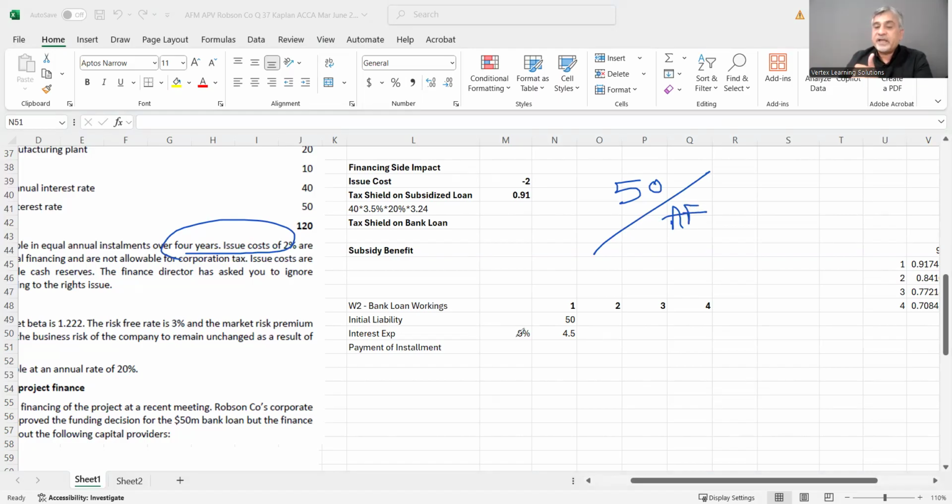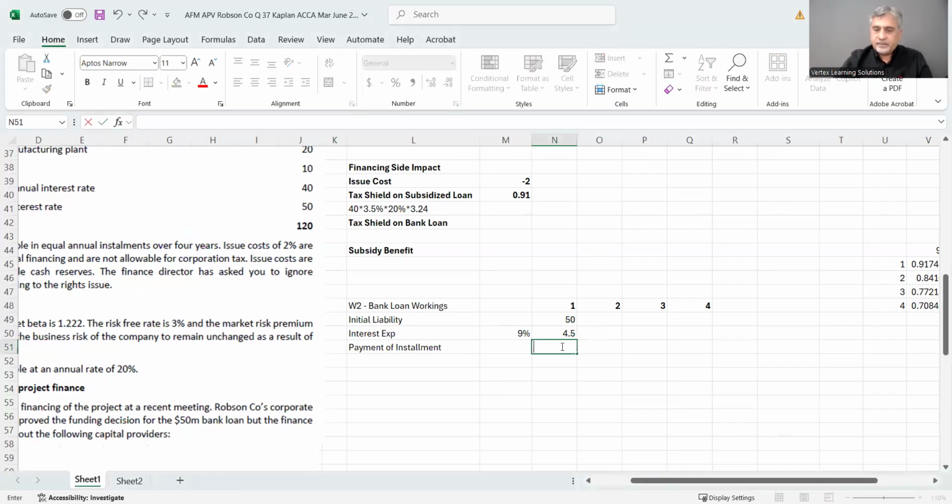Which annuity factor? The 9% annuity factor for 4 years, which means 50 divided by 3.24. I think we calculated 3.24. So my installment will be 50 million divided by 3.24, and I multiply it with -1 so that it comes out as negative. So every year I have to pay 15.43.